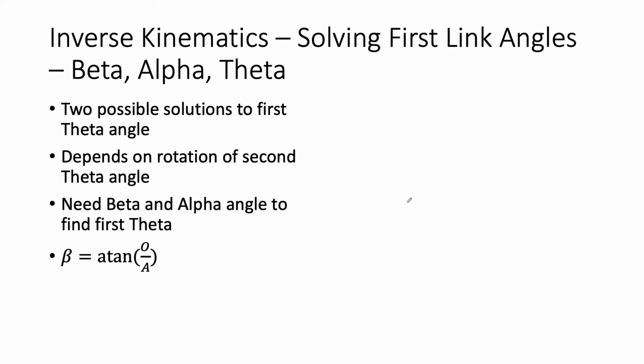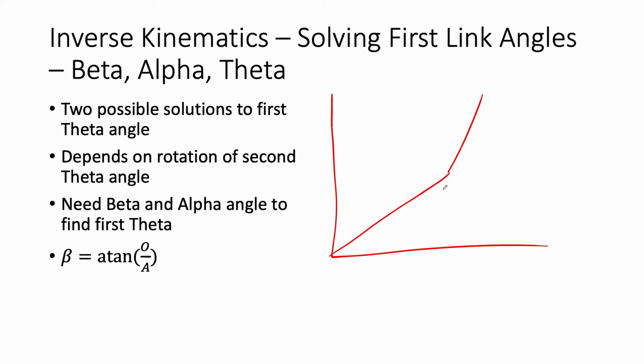Already did that. So the trickier part is finding our theta 1. And it becomes even trickier because from our point here, we've got theta 2, we've got theta 1, L1, L2.